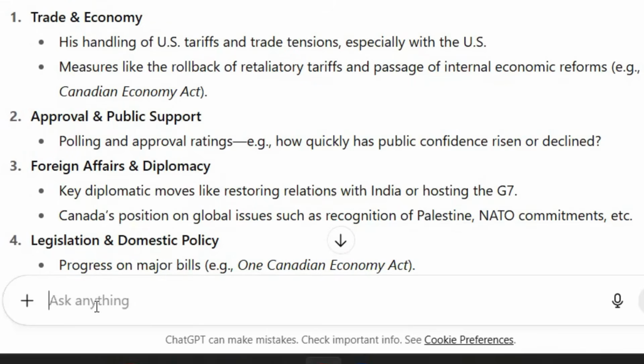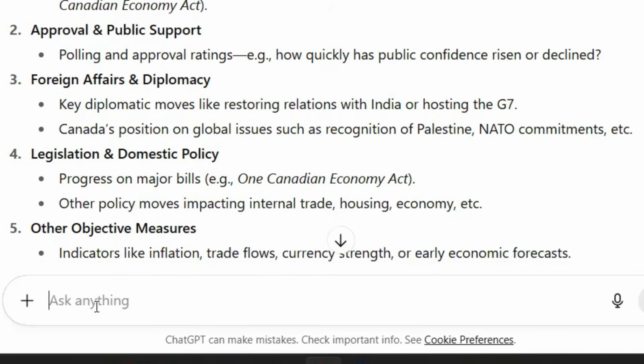Trade and economy. His handling of US tariffs and trade tensions, especially with the US. Measures like the rollback of retaliatory tariffs and passage of internal economic reforms, One Canadian Economy Act. And number two, approval and public support, polling and approval ratings. How quickly has public confidence risen or declined? Foreign affairs and diplomacy. Key diplomatic moves like restoring relations with India or hosting the G7. Canada's position on global issues such as recognition of Palestine, NATO commitments, etc.